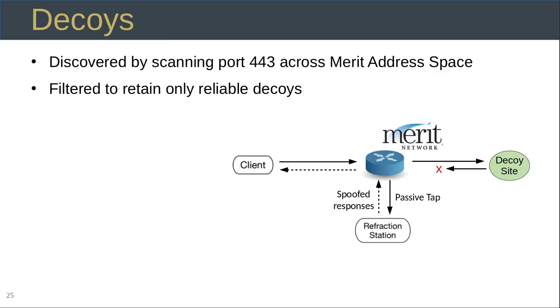So the next big piece of the TapDance system are the decoy sites. We collect these decoy sites by port scanning port 443 across the entire Merit address space. This provides us with a list of all of the available TLS hosts that could potentially be used as they route past Merit's infrastructure where we have our stations placed. We then filter these down to include only compatible decoys.